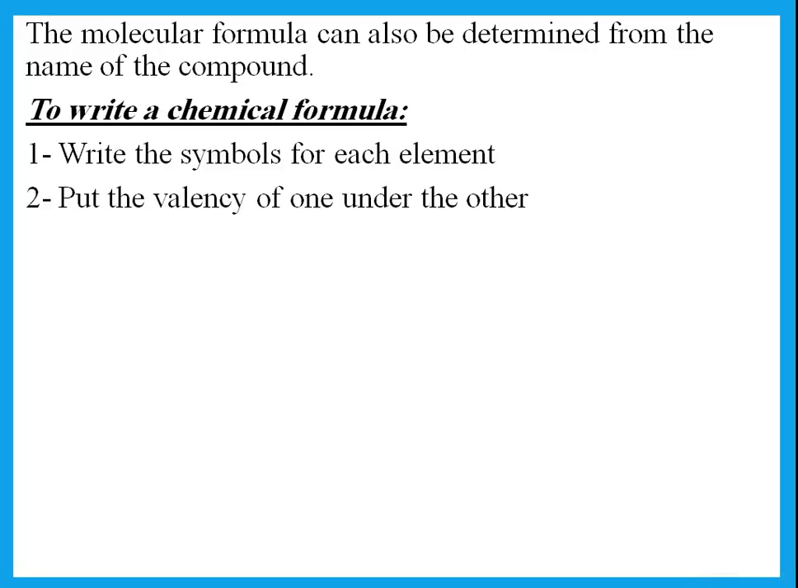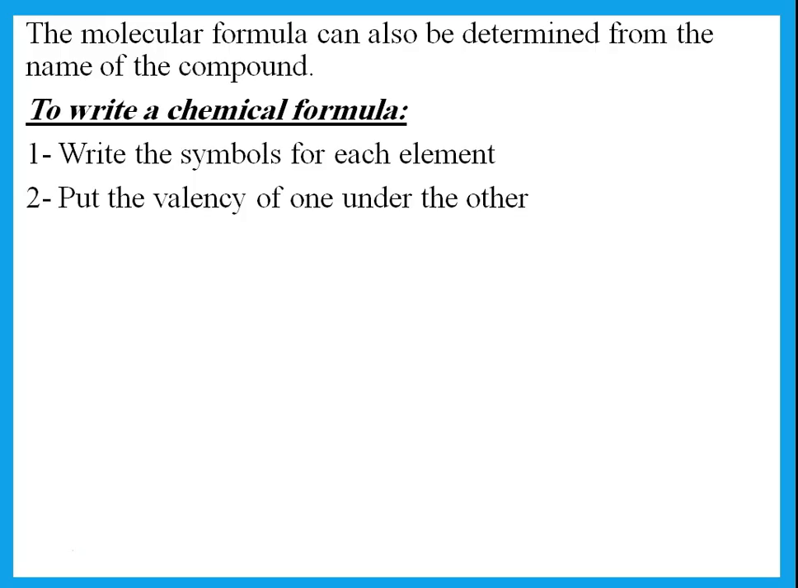Okay, but then you can also write the molecular formula from the name of the compound. So if I tell you write the formula of a compound with a certain name, you write first the symbols and then you put the valency of one under the other. So the basic rule is write the symbols of each element, put the valency of one under the other.